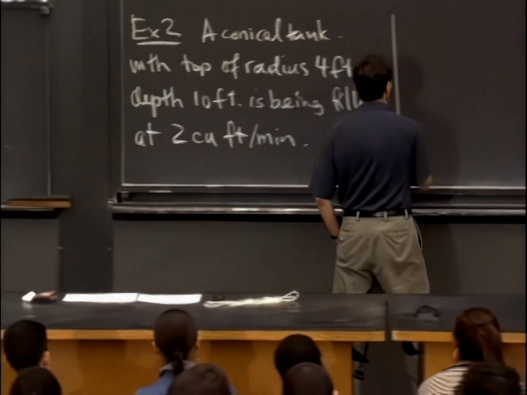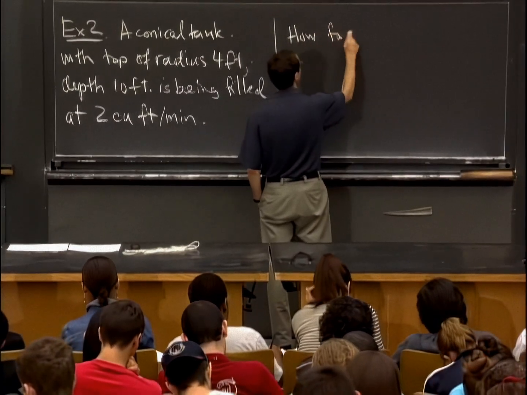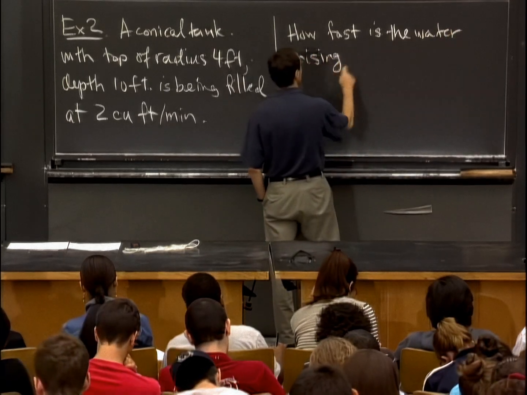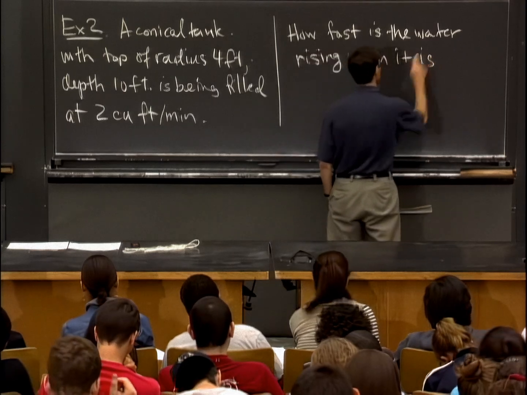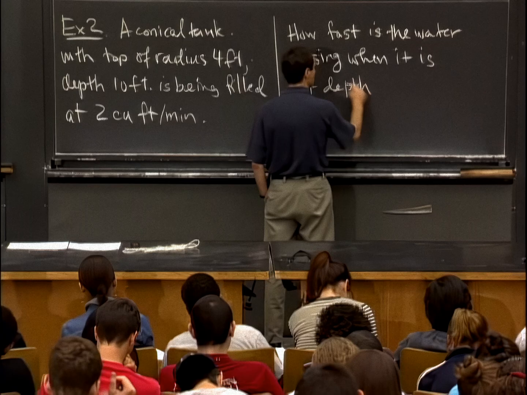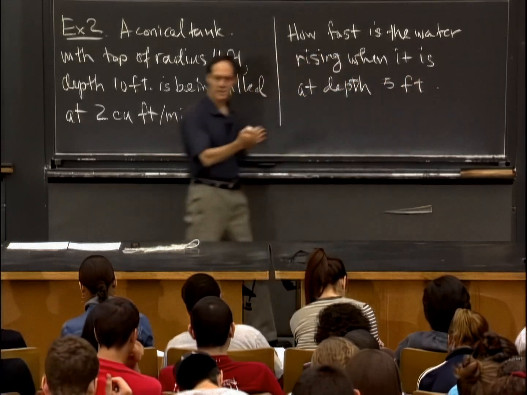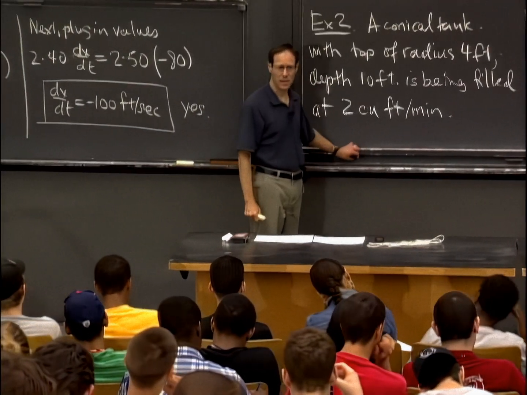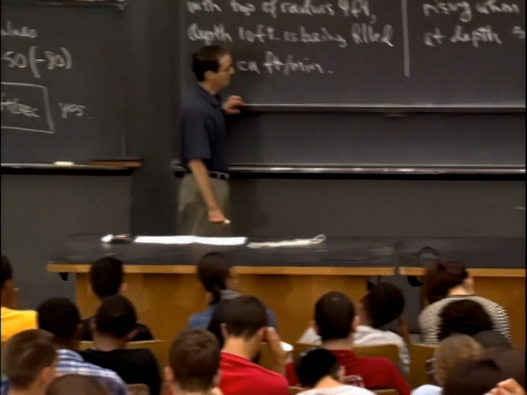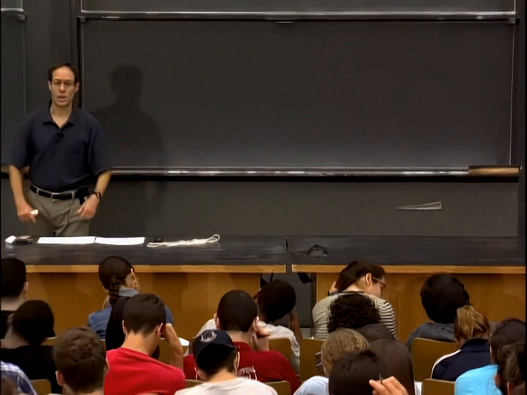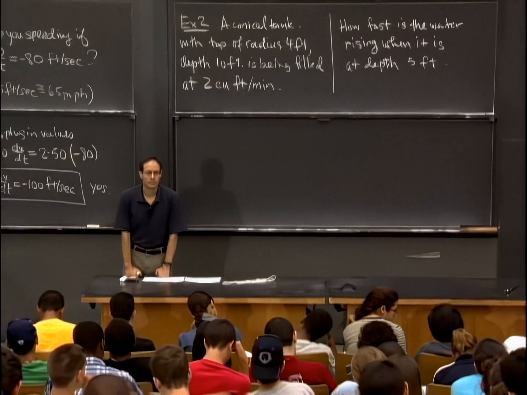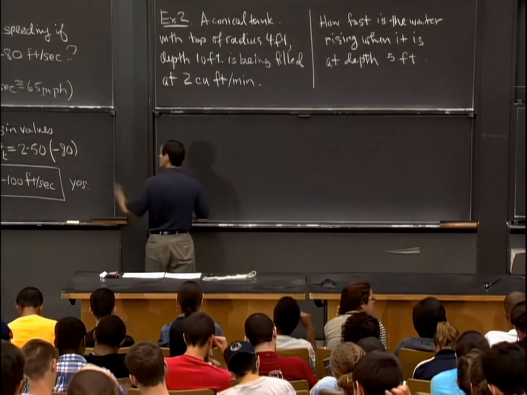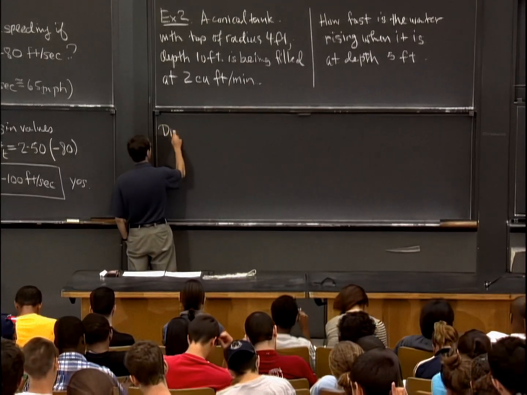And then the question is, how fast is the water rising when it is at depth 5 feet? So if this thing is half full, not half full in terms of total volume, but half full in terms of height, what's the speed at which the water is rising? So how do we set up problems like this? Well, we talked about this last time. The first step is to set up a diagram and variables.